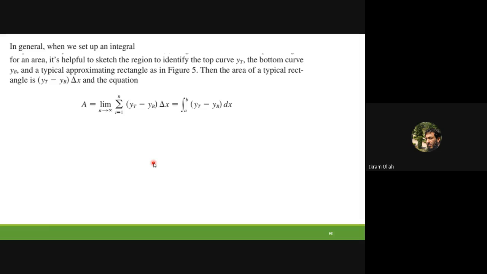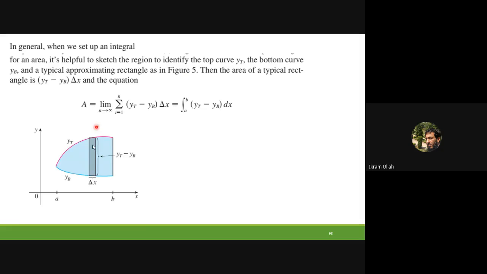In general, when we set up an integral for an area, it is helpful to sketch the region to identify the top curve y_T. Just for simplicity we can represent the top curve as y_T, where y is the curve and T is the top. So we can represent this as y_T. The bottom curve can be represented by y_B, where B represents the bottom, and the typical approximating rectangle is shown in figure 5.